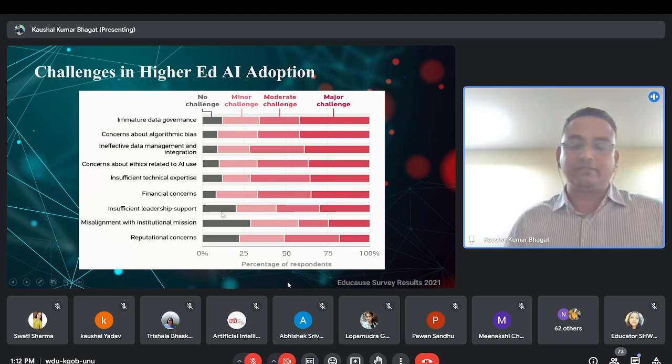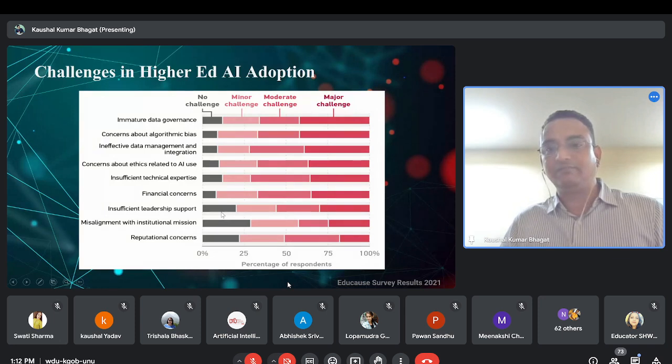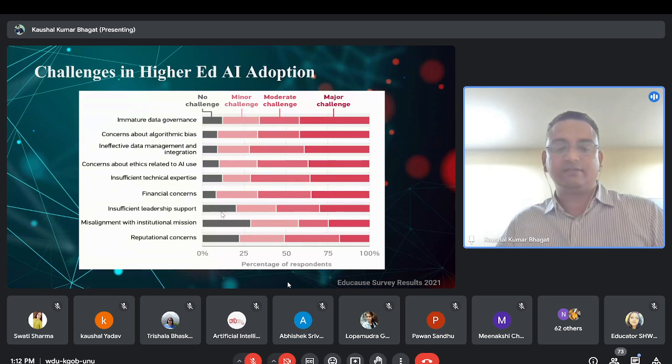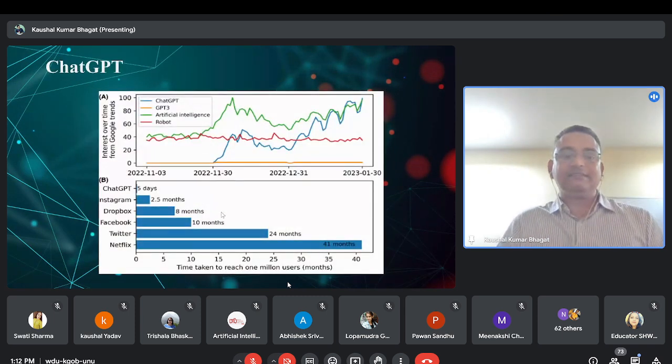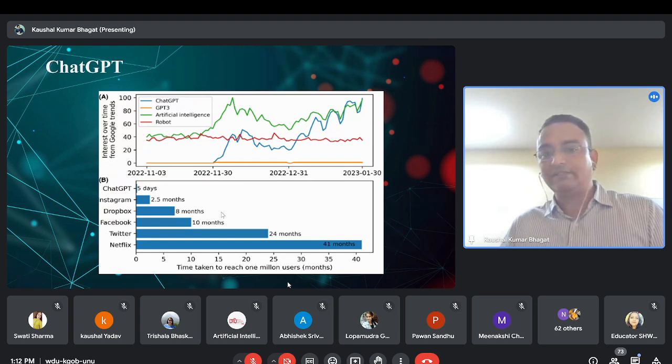Insufficient leadership support is also one of the major challenges, because people have not understood the potential of AI yet. A lot of awareness is required. One thing is about ChatGPT. I think we all know about ChatGPT.